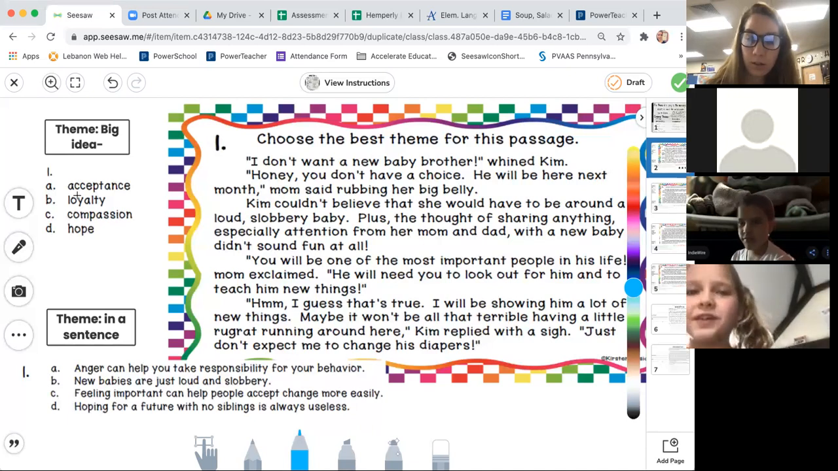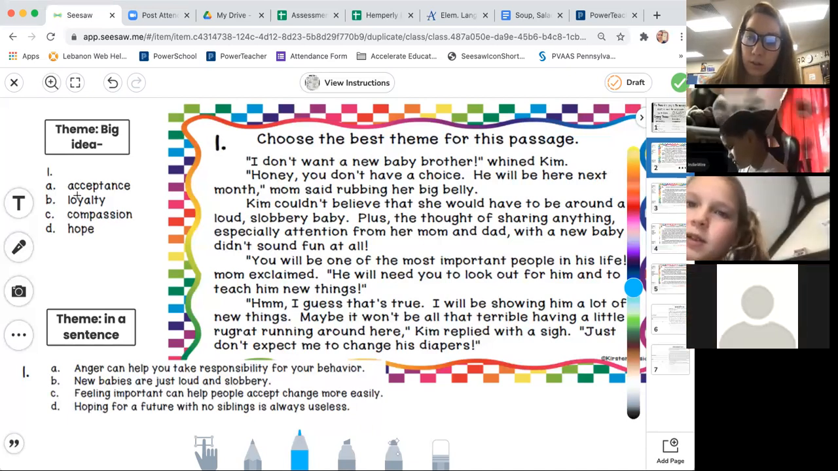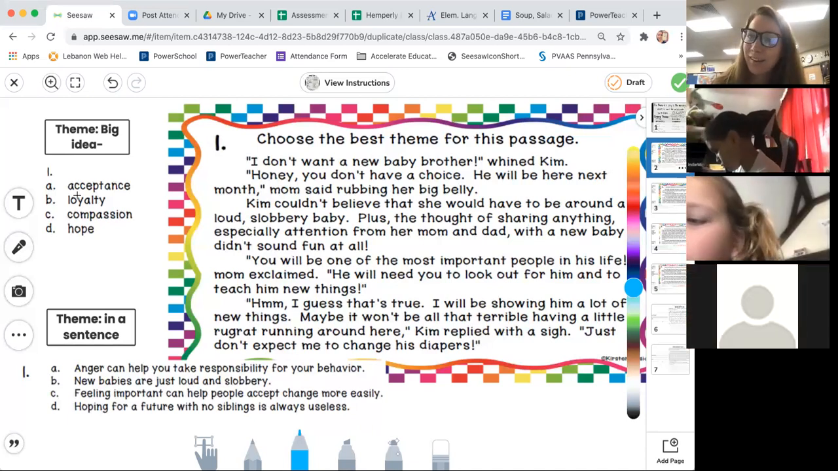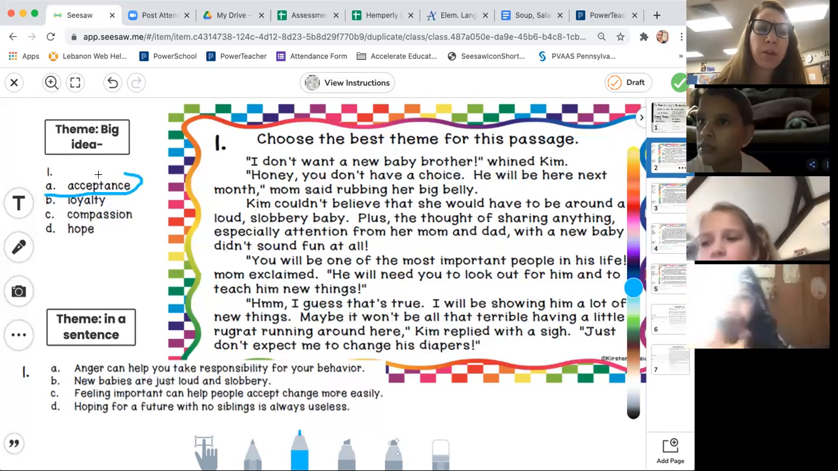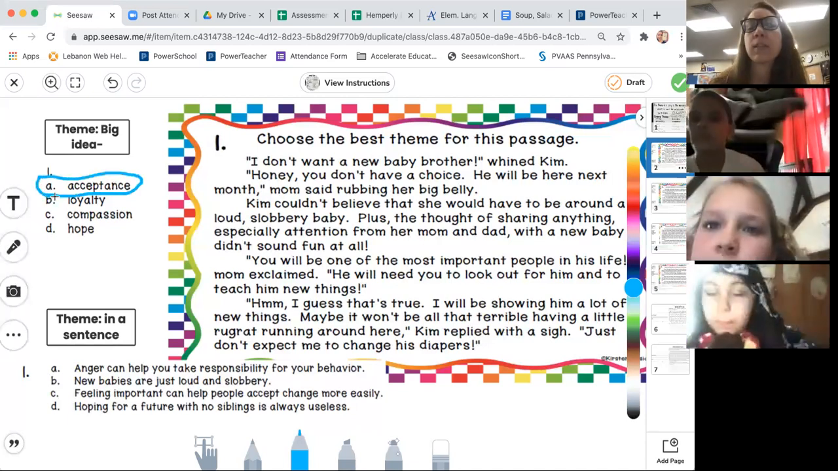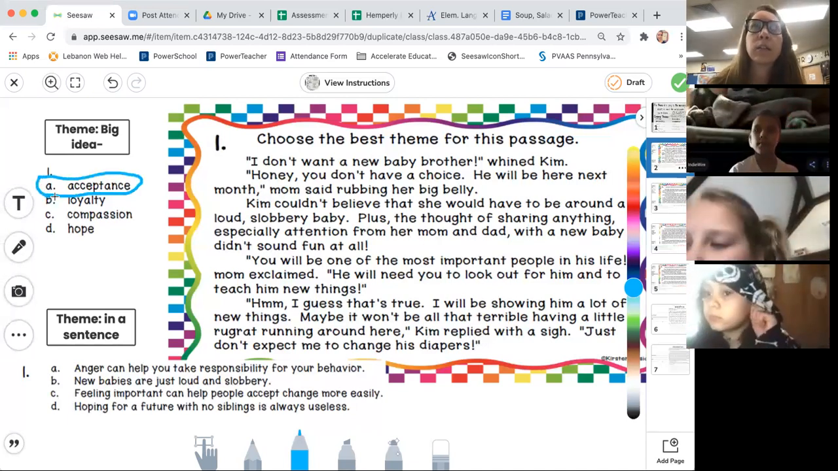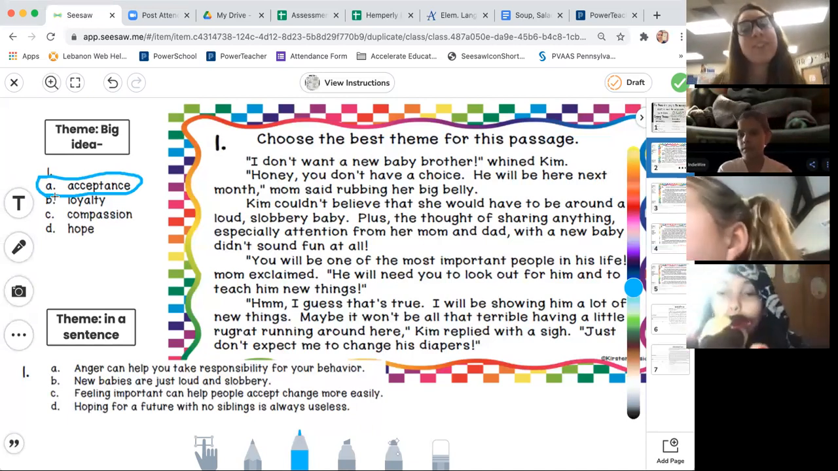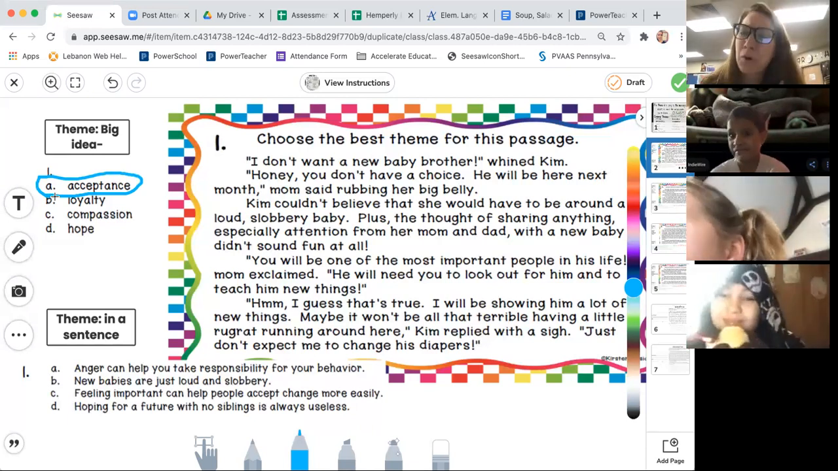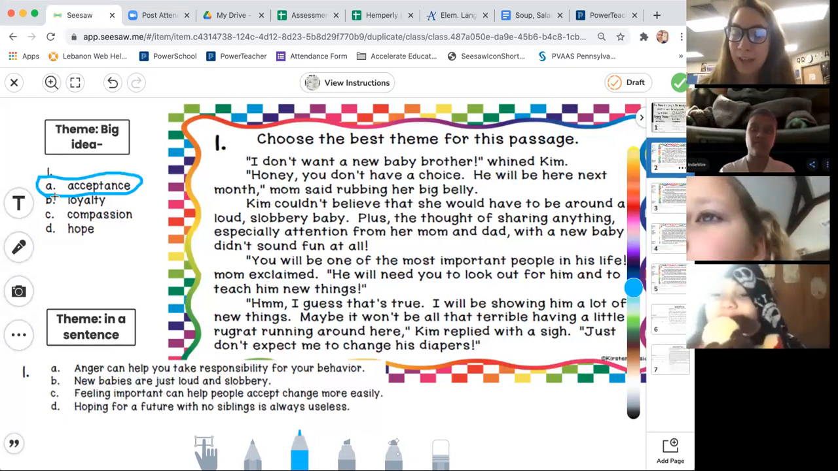Yeah, that one. Acceptance would be right because that's what the whole story is about, accepting that she'll have a baby brother at the end. Right, exactly. So the big idea of this is acceptance because at first she was like, yeah, no, I don't want a baby brother. That's not going to happen. I'm not sharing my stuff. And now she's like, yeah, I guess I could share and I can teach him things and I can show him things. She still doesn't want to change his diapers, which I don't blame her, but definitely closer to accepting him completely. Right.